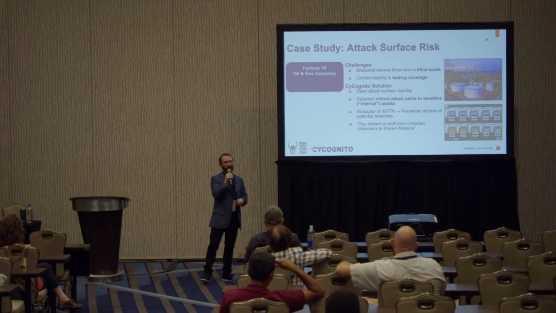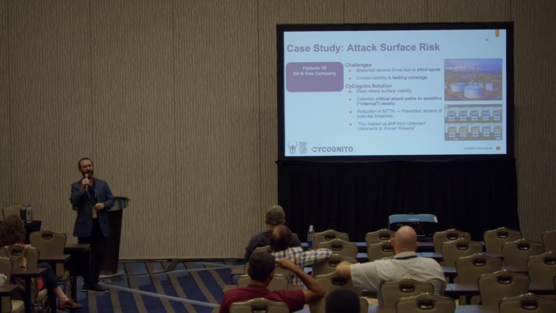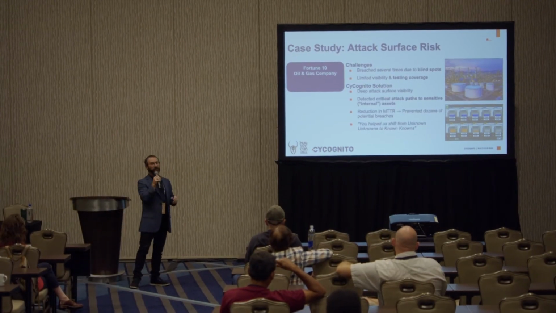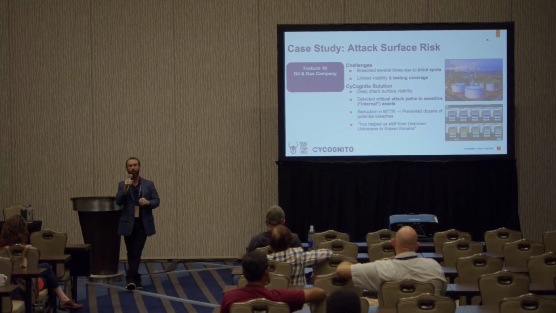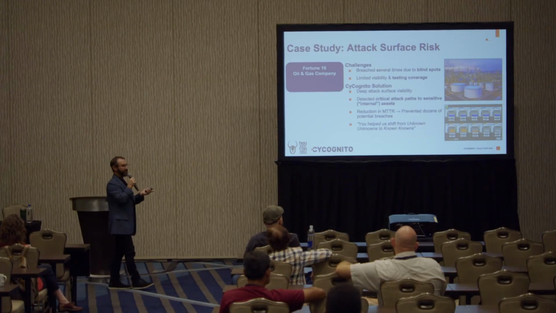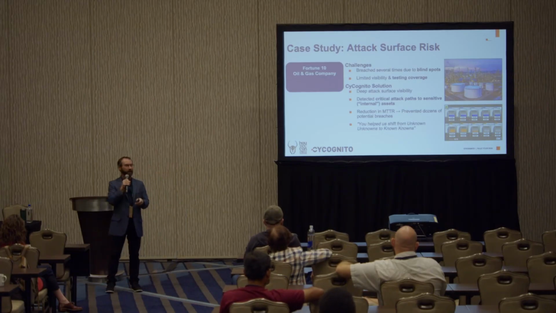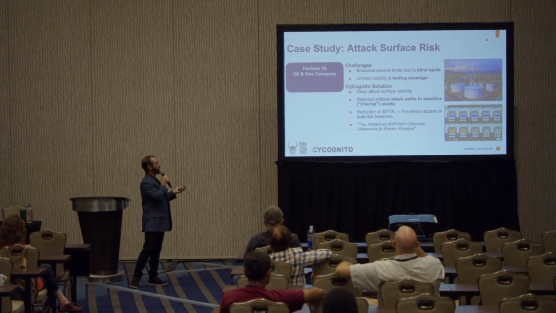Here's a real-life example. Fortune 10 oil and gas company. I'm not going to say they're in Houston, but they could be. They had some big challenges, right? They were breached several times, every time from unknown assets. So they had visibility issues, obviously. Right? They had testing coverage issues because they had a lot of assets that they had no idea were out there. They didn't even know to test those. And even of the ones they did know, they weren't testing often enough or enough of them.